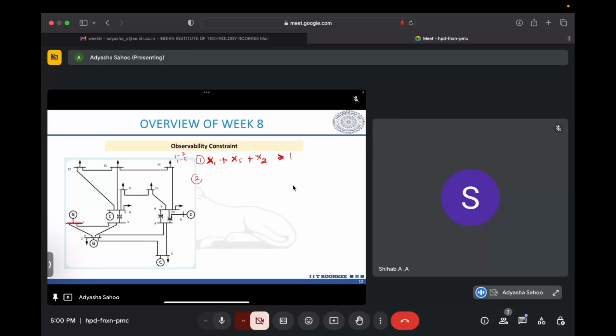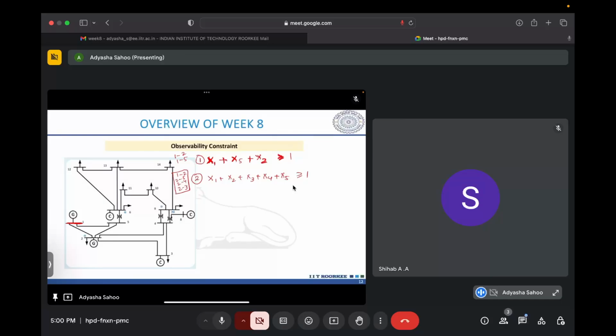Then similarly for the second bus, if you see how many lines are there here, there are four lines. So they are 1-2, 2-5, 2-4, and 2-3. So here the constraint will be x1 plus x2 plus x3 plus x4 plus x5 is greater than or equal to 1. Basically, you find the lines and then you write the bus decision variable location with the lines that are connected to that bus.